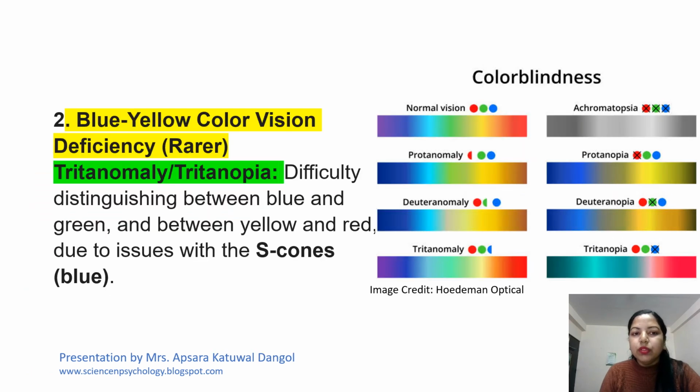Next one is blue-yellow color vision deficiency, which is rarer. As you can see, in tritanomaly and tritanopia, there is difficulty distinguishing between blue and green and between yellow and red due to issues with the S cones, that is, the blue color. You can see in the figure tritanomaly. Here you can see the shift in the blue color, that is, the S cone, and here is the lack of the S cone in tritanopia.